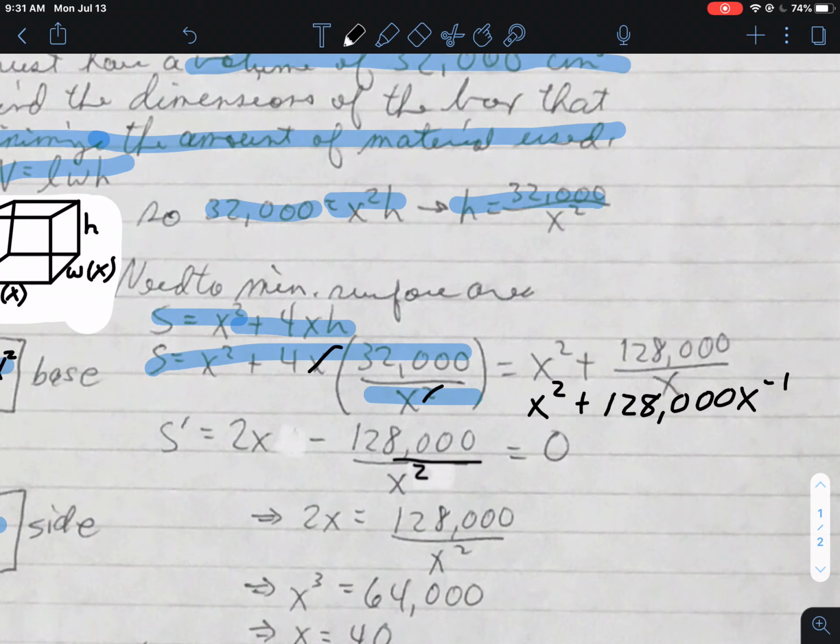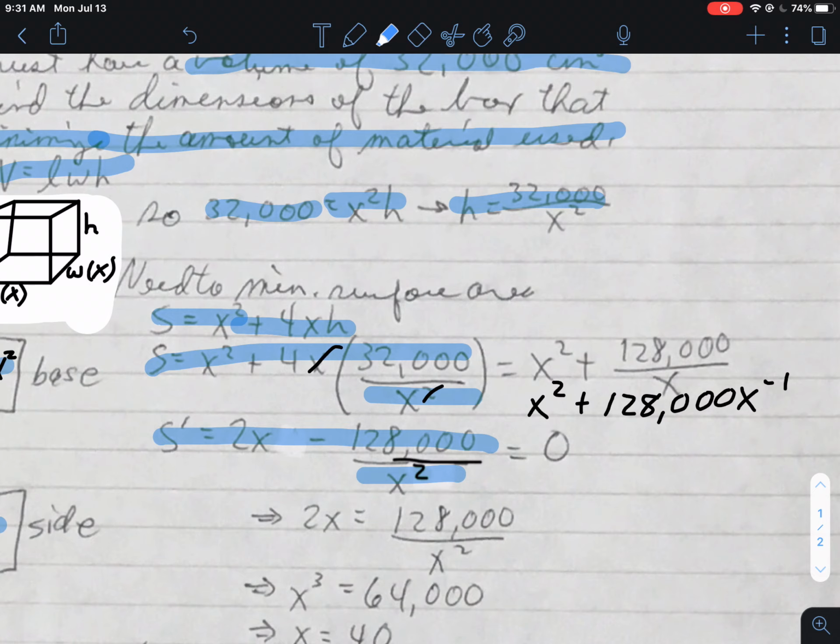So I went ahead and rewrote it as a power function. So our derivative then would be 2x, power rule, minus 128x to the negative 2, or minus 128,000 over x squared. All right. Again, I trust by now that should be pretty straightforward. But there's our derivative.